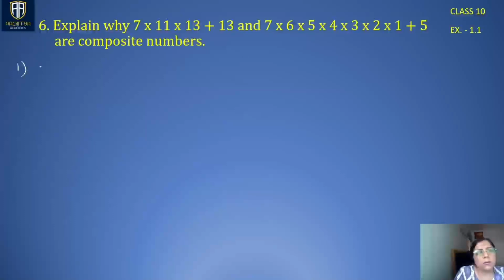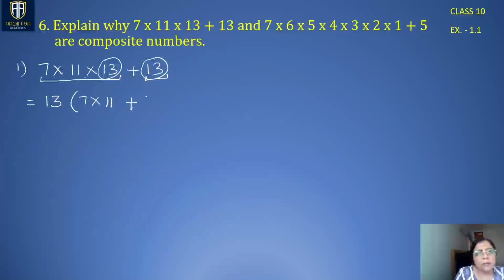For that, the first number is 7 times 11 multiplied by 13 added to 13. Now what we do, we take the different terms before addition and after addition. So we have two terms in this expression. We can see that 13 is common to both the terms. So if we factorize this expression, we can take out 13 as the common factor. After that, we are left with 7 times 11 at the first place, and after addition, we have only 1. So this is 13 multiplied by 77 plus 1, or 13 multiplied by 78.